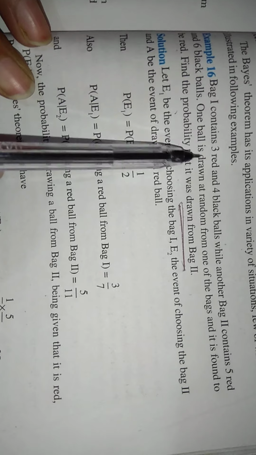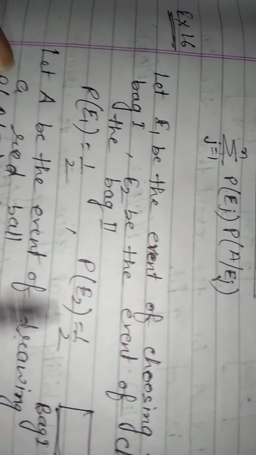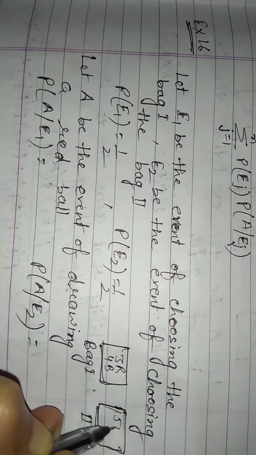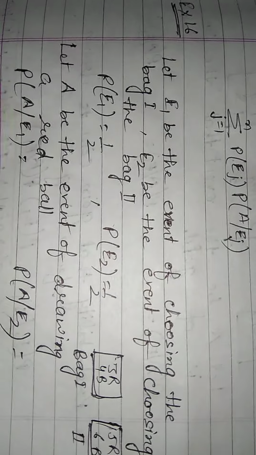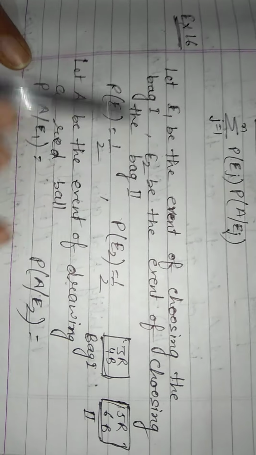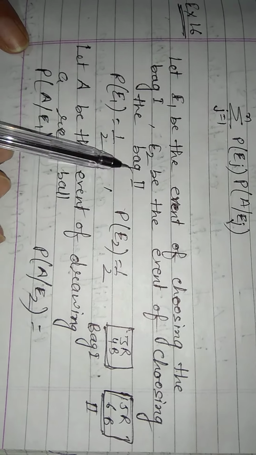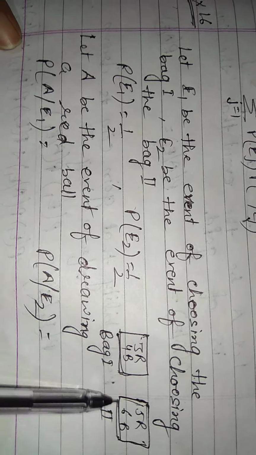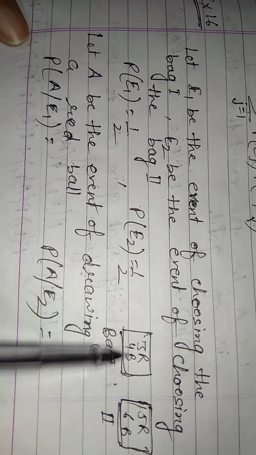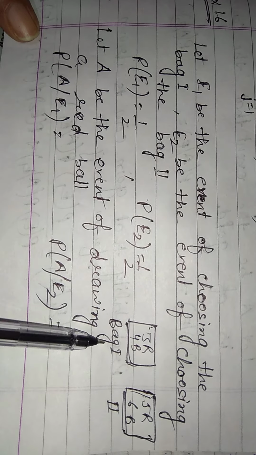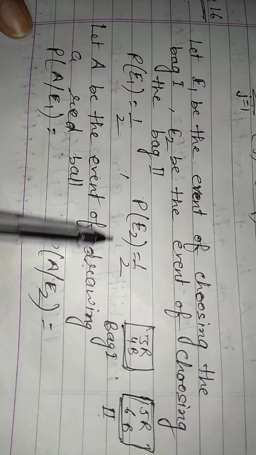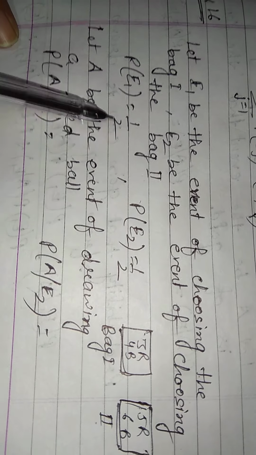Now the same case we will take. Firstly we will find the total probability. In the first bag there are 3 red and 4 black balls, and in the second bag 5 red and 6 black balls. Now let E1 be the event of choosing bag 1 and E2 be the event of choosing bag 2. So P(E1): firstly we will choose the bag. Bag 1 is favorable and total are 2, so the probability of choosing bag 1 is 1 upon 2. And for the second bag, favorable is 1 and total are 2, so the probability is 1 by 2. Their sum should be 1.